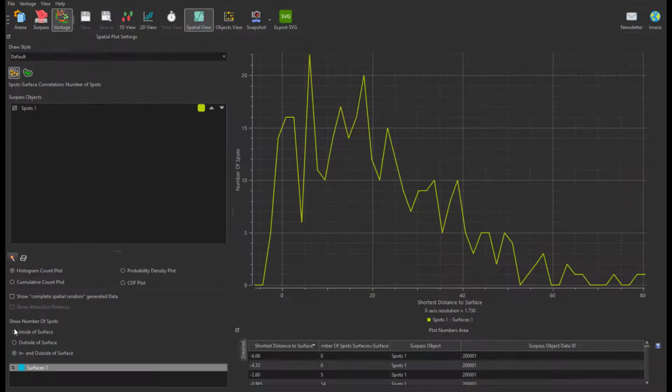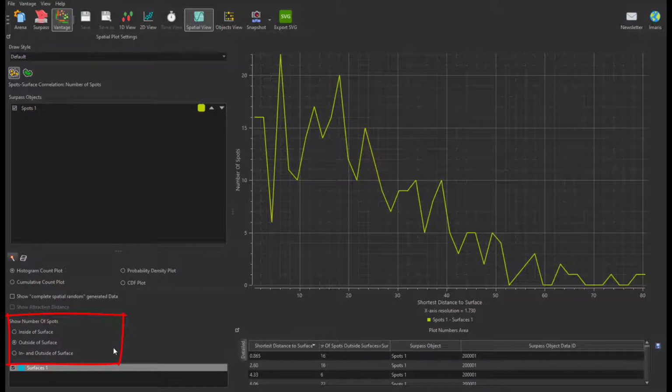So I opened the spatial view in Vantage to show you what numbers Imaris has calculated in the background. The starting point of this analysis is the measurement and representation of the histogram count plot, which shows the calculated number of spots within the given distance d from the surface. There are three options of the histogram, which show the values inside, outside, or both, in and outside of surface. In my case, I select outside of surface option.